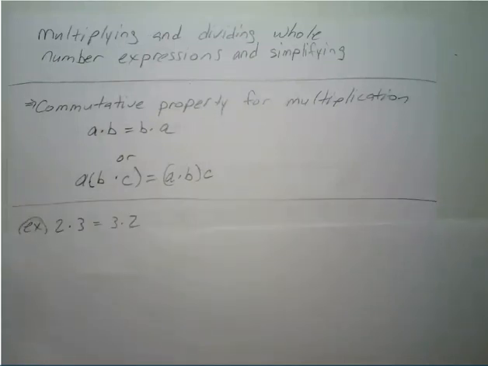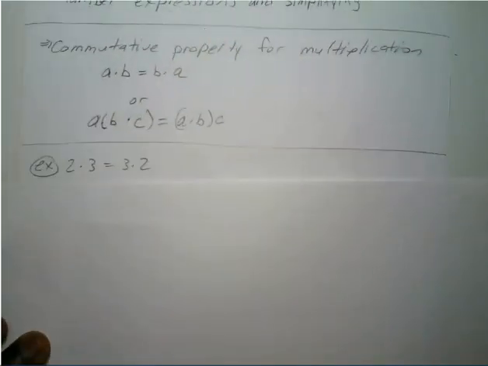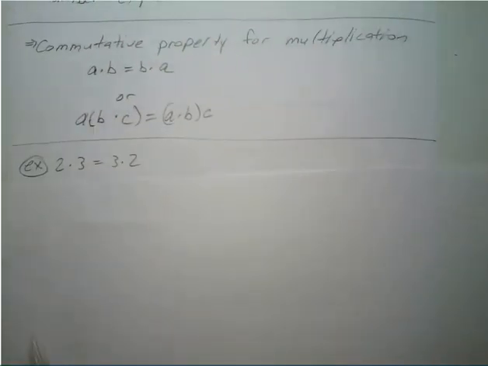Okay. So, for example, if you have 2 times 3, you'll get the same answer as 3 times 2. Or if you have 5 times 2 times 4, you'll get the same answer as 2 times 5 times 4.